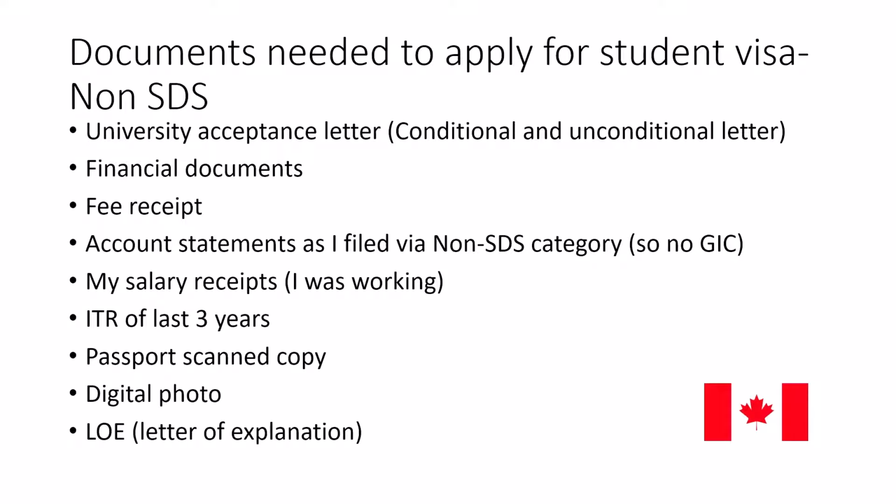So I would like to discuss what documents are required to apply for the student visa non-SDS application. First of all, in order to apply for the student visa, you should have a university acceptance letter. I used both my conditional and unconditional letters for applying. I uploaded both the letters from my university.